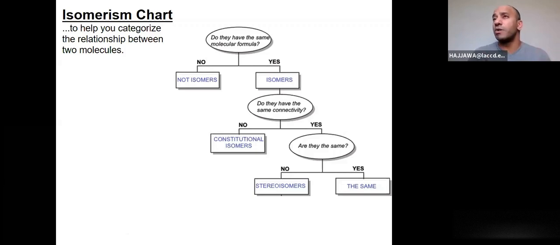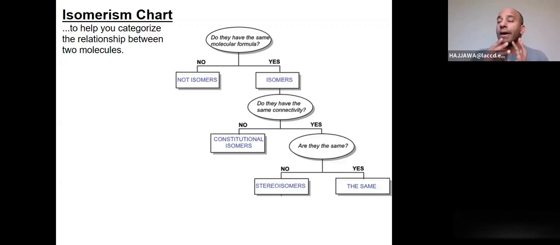But what type of isomerism? Are we talking constitutional, or are we saying stereoisomerism? We're going to have to ask the question, do they have the same connectivity? If the answer is no, then we are dealing with two constitutional isomers. But if the answer is yes, they have the same connectivity, then we're going to ask the question, are they the same exact molecule? If the answer is yes, then they are the same. But if the answer is no, that they have the same connectivity, but they are not the same, that means they are stereoisomers of each other.